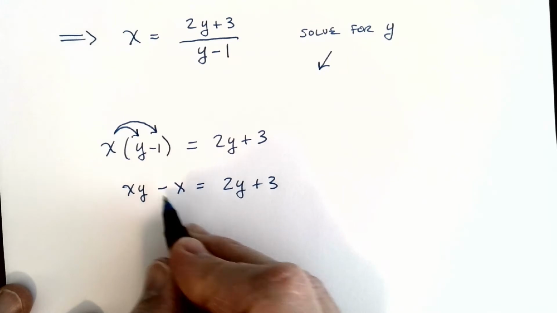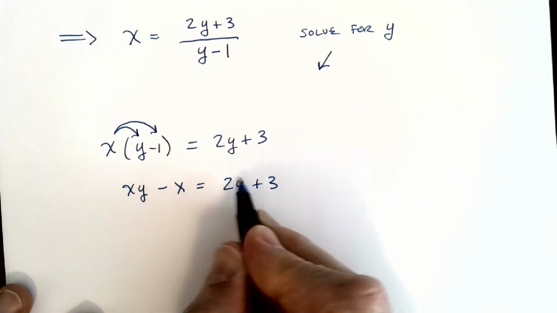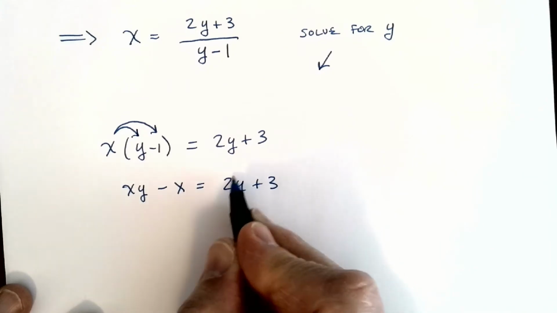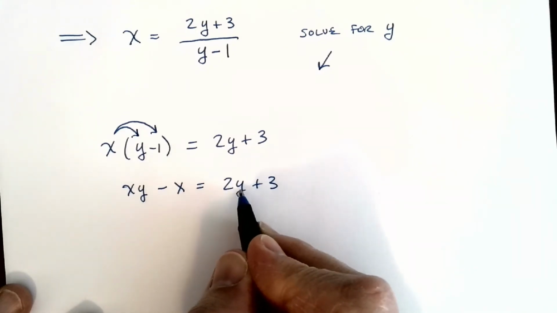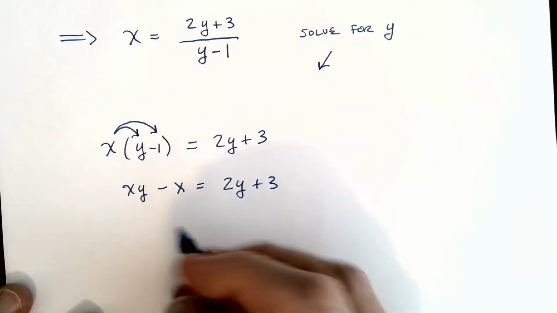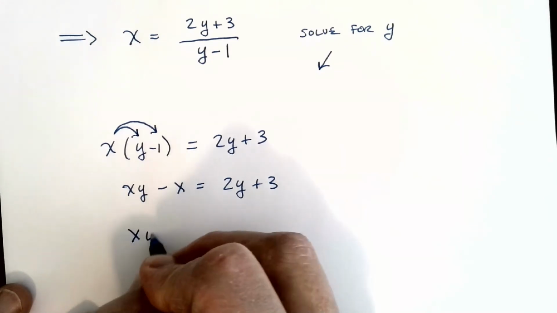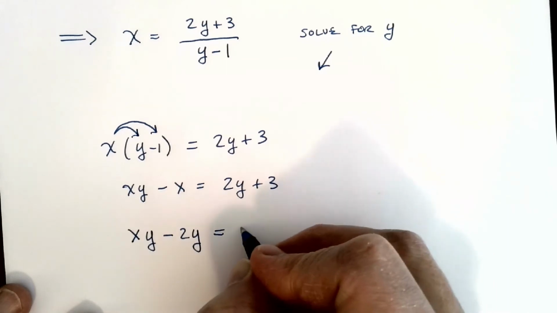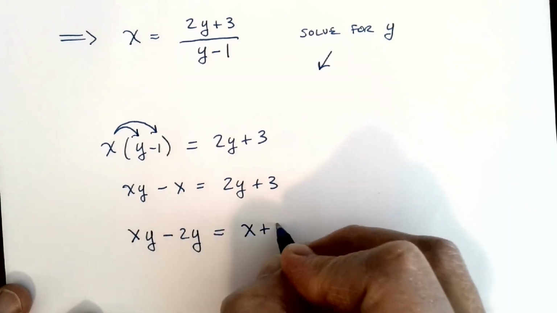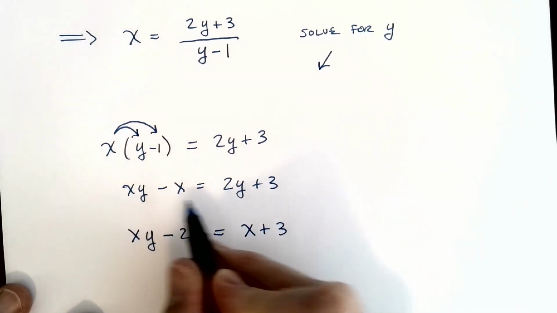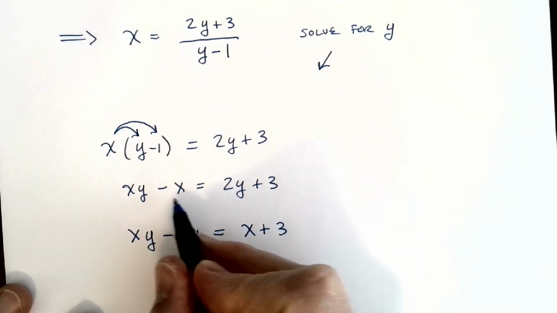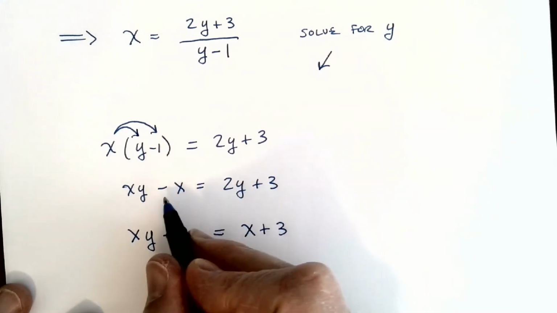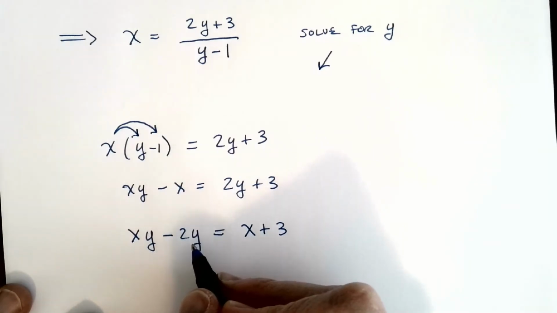So how do I do that? This term doesn't have a y, so I want to get it over here. What do I do? Minus x, add x to both sides. This is a 2y I wanted on the other side, subtract 2y. So if I subtract 2y from both sides and add x to both sides, I get this, right? So add x to both sides, I'll have x plus 3, x and negative x is 0, subtract 2y, and then from both sides I get this.